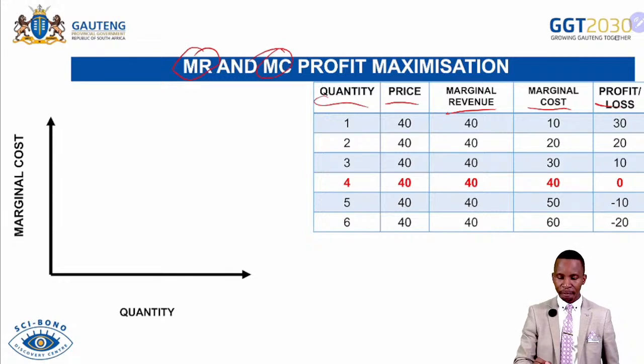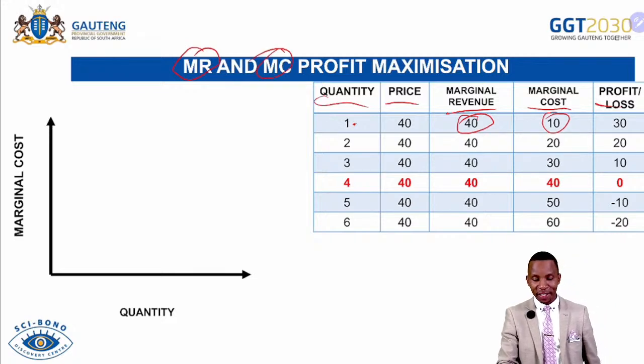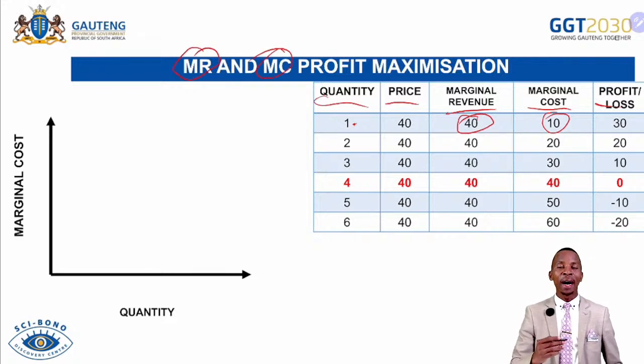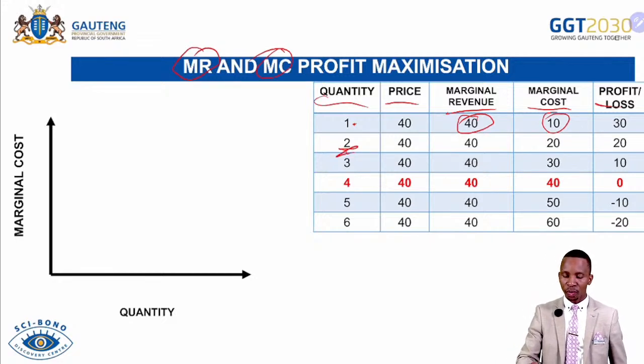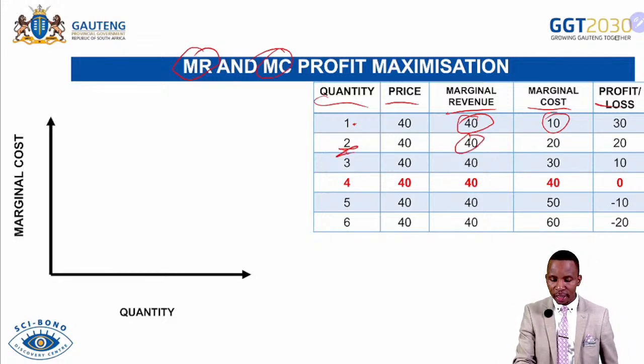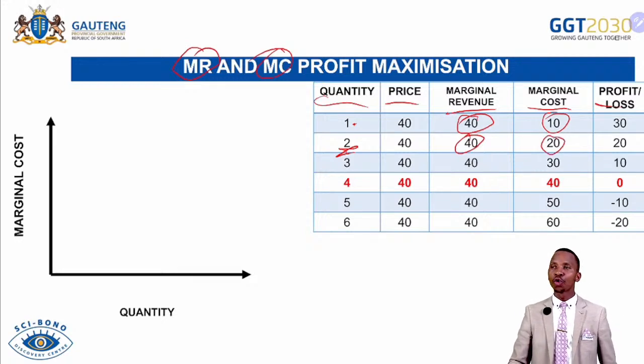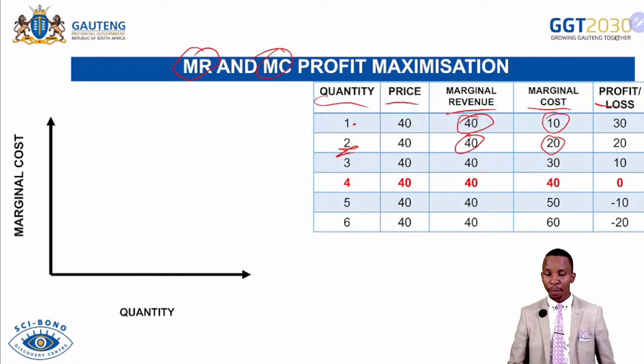So let's see here. At quantity number one, the marginal revenue equals 40 and marginal cost equals 10. This means the firm is making a profit because revenues are above the cost of doing the business. At quantity number two, or output number two, revenues equal 40 and costs equal 20. Still, the firm is making a supernormal profit. It's not making any economic loss in this case.